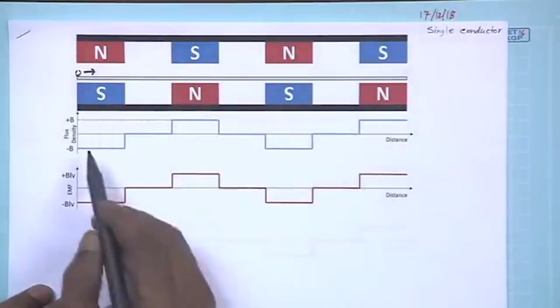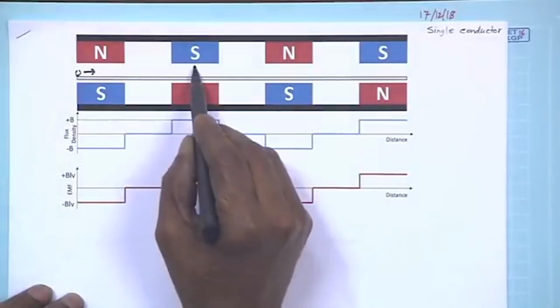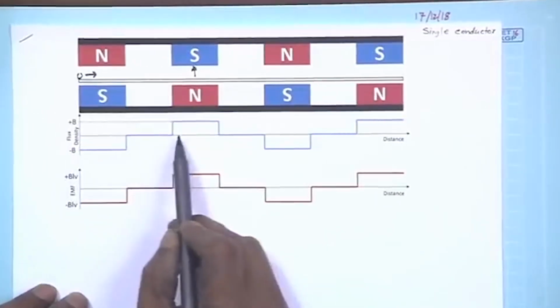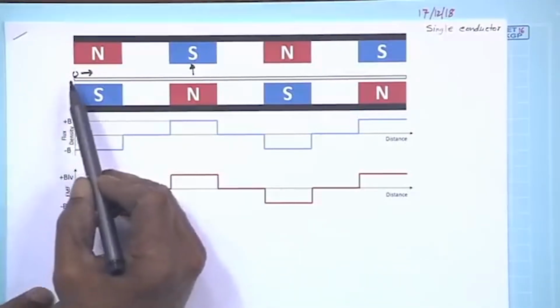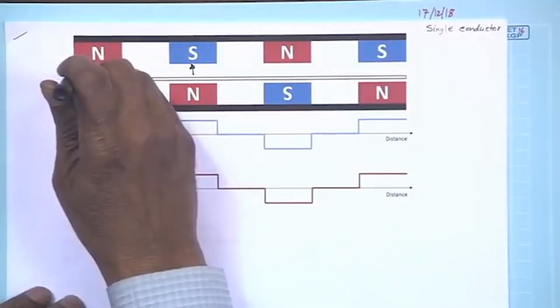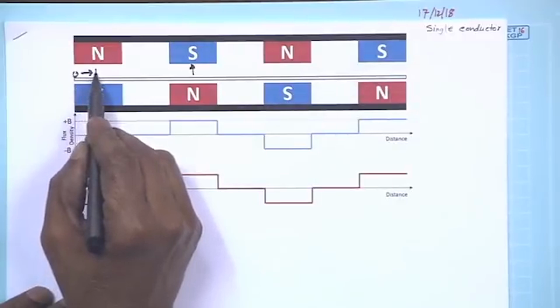Then I can sketch this, because lines of force going up I have shown as positive. So, this is your flux density distribution, but mind you, this is in space, in terms of distance from any reference point. Here is a conductor which, if it remains stationary, nothing happens. This conductor is perpendicular to the board where I am writing, and it is given a velocity.